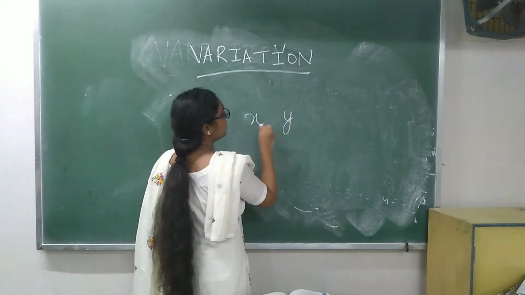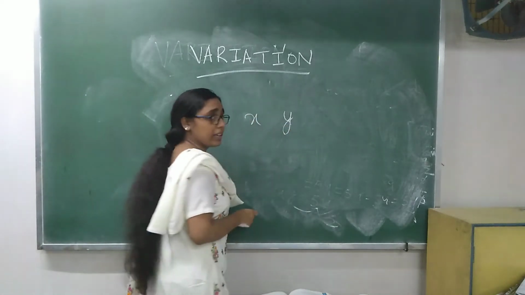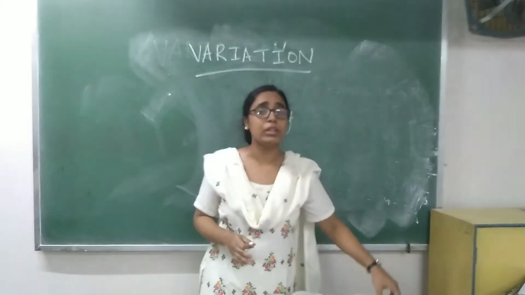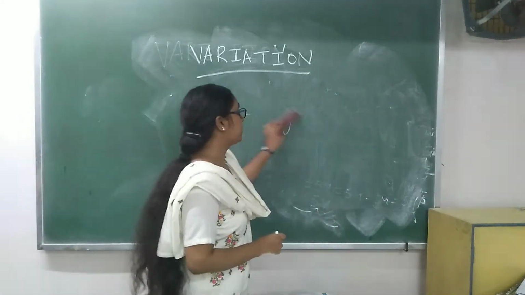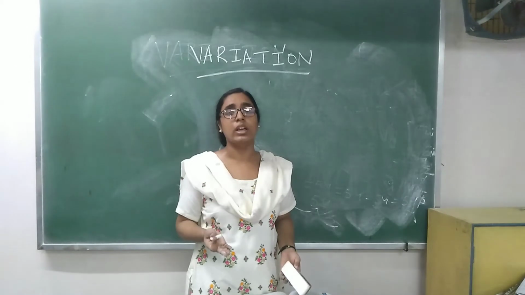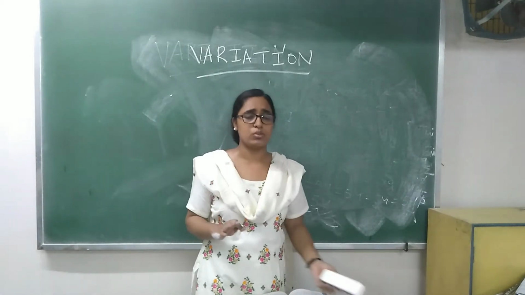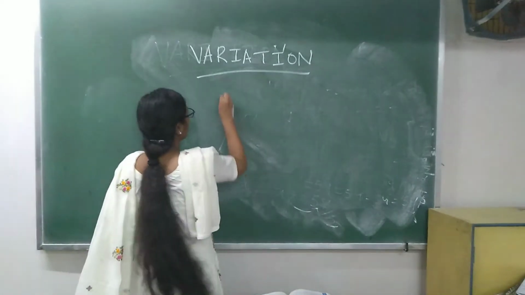So if there is any relation between x and y, this is known as a variation. Maybe it is a direct relation or an indirect relation. I am telling you one by one. Two types of variations are there: direct variation and indirect or inverse variation. One more is there, joint variation. Right now it is not so important, that is why I am doing these two first. Okay. Now direct variation.